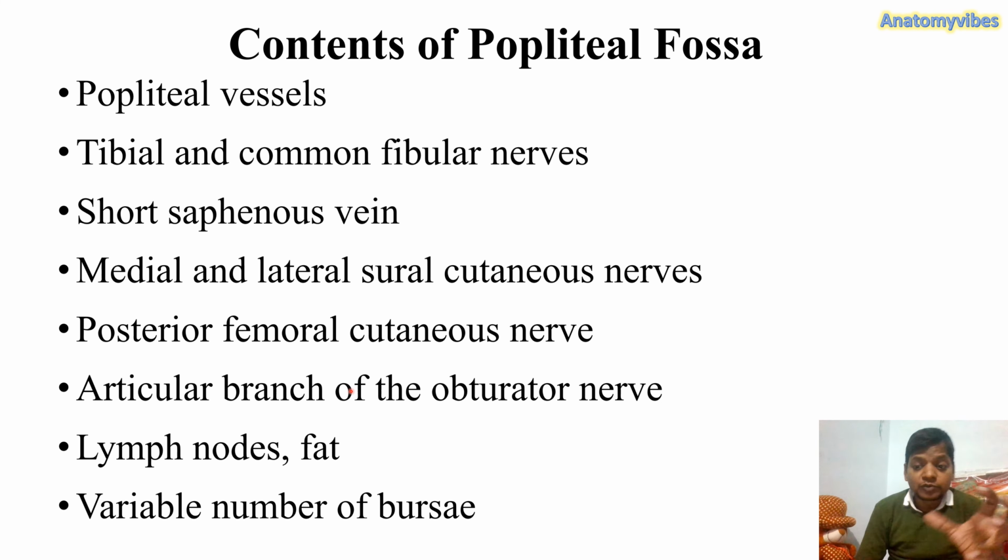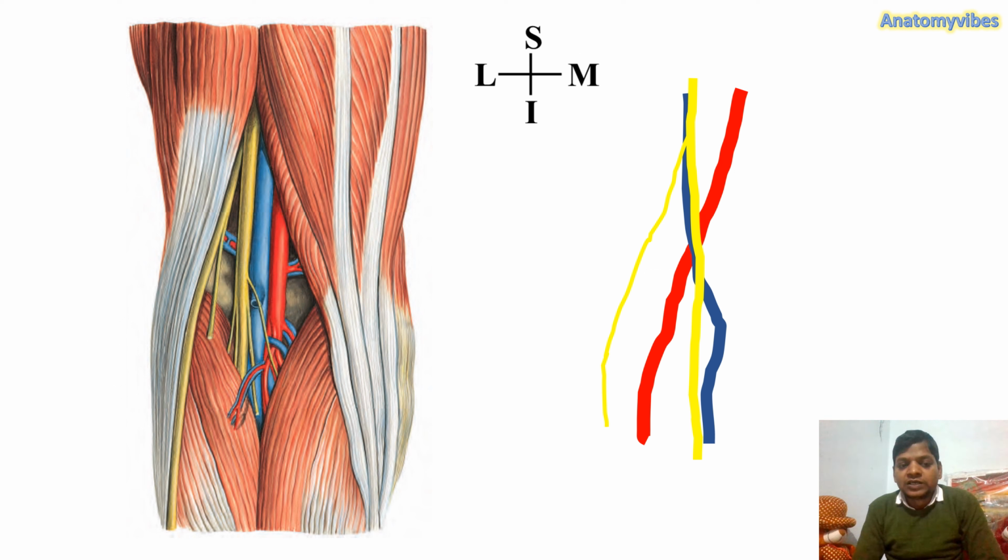Along with that, in the popliteal fossa we have a lot of lymph nodes, fat, and also some bursae in relation to muscles to decrease friction. So these are the contents of the popliteal fossa. The most important contents are the popliteal vessels, and the tibial and common fibular nerves. Moving further. So here you can see the actual relationship of the structures.